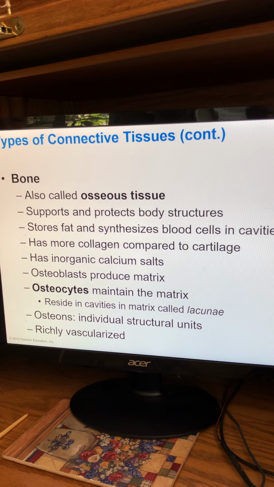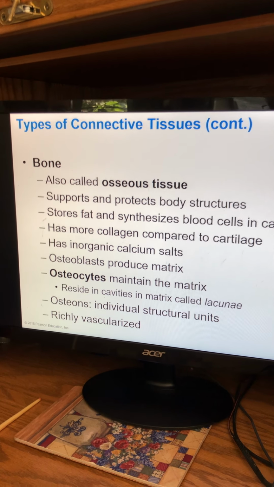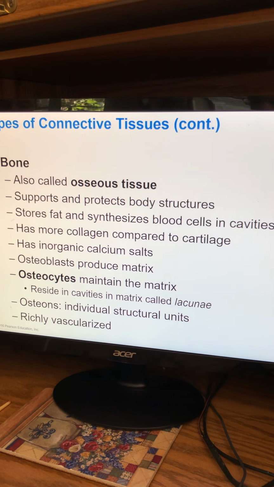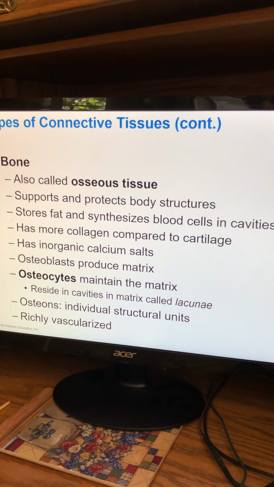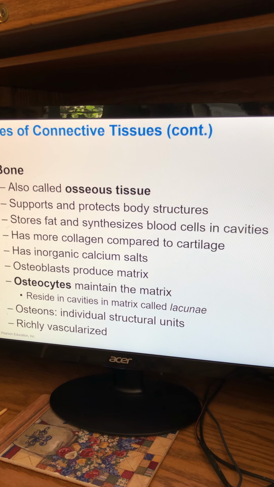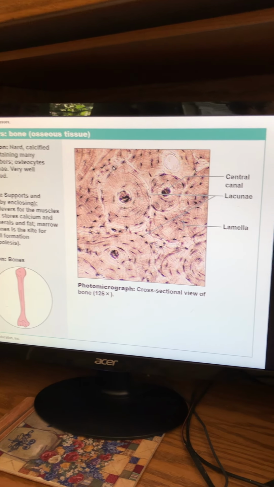So bone is going to be another type of connective tissue. It's specifically called osseous tissue, and it's going to support and protect the body. It stores fat and produces blood cells in the cavities, and we're going to completely deal with this when we get to another chapter, but it kind of looks like this.